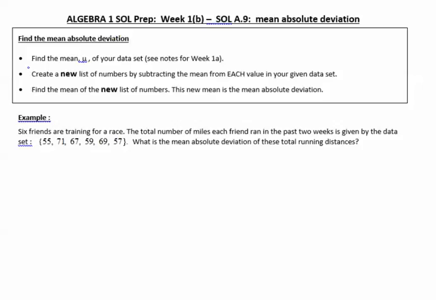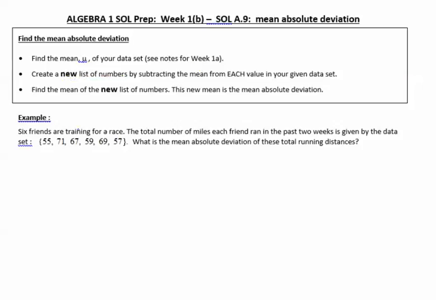The steps for this are: find the mean, the regular mean of your data set, just like we saw in the first part of this video. Then you're going to create a new list of numbers by subtracting the mean that you found in step 1. You're going to subtract it from each one of the data points, and then you can find the mean of the new list of numbers. This makes sense if we watch an example.